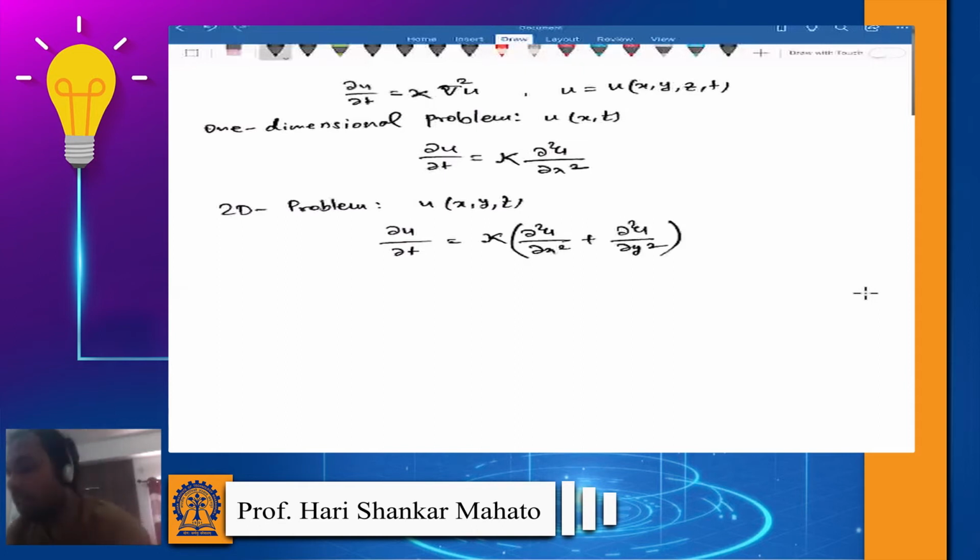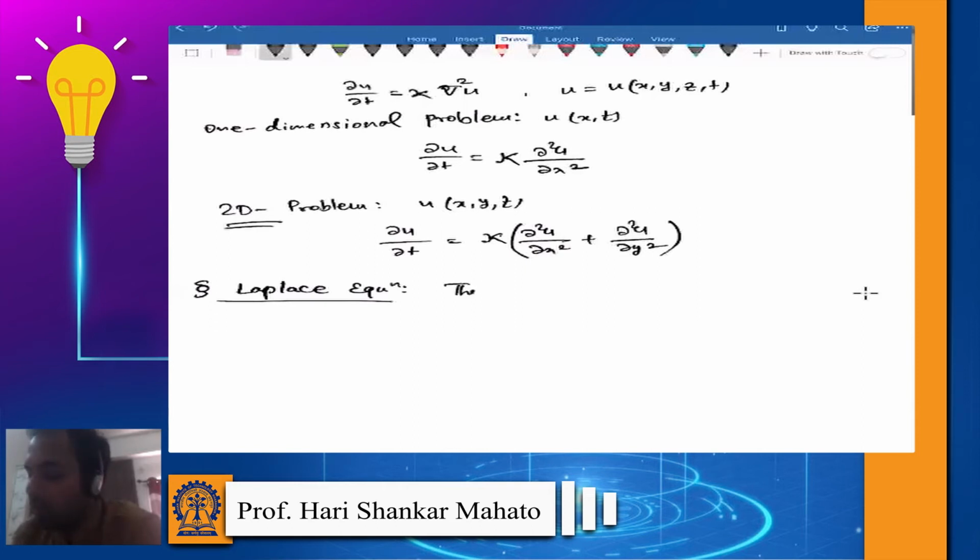All right. So this is the one-dimensional flow or one-dimensional problem, and this is the two-dimensional problem. Now, we are going to talk about the Laplace equation. Suppose in case of this two-dimensional flow, the temperature distribution which you are considering is steady. That means it's not changing with respect to time. So the steady case, basically.